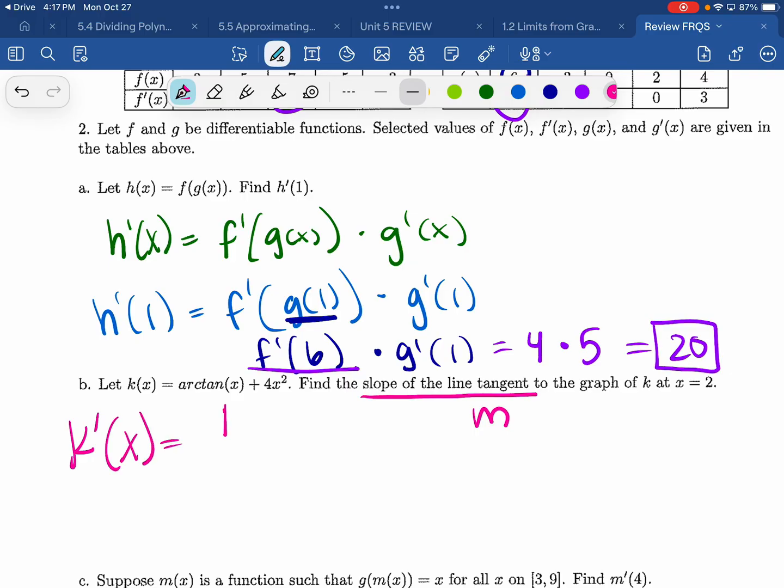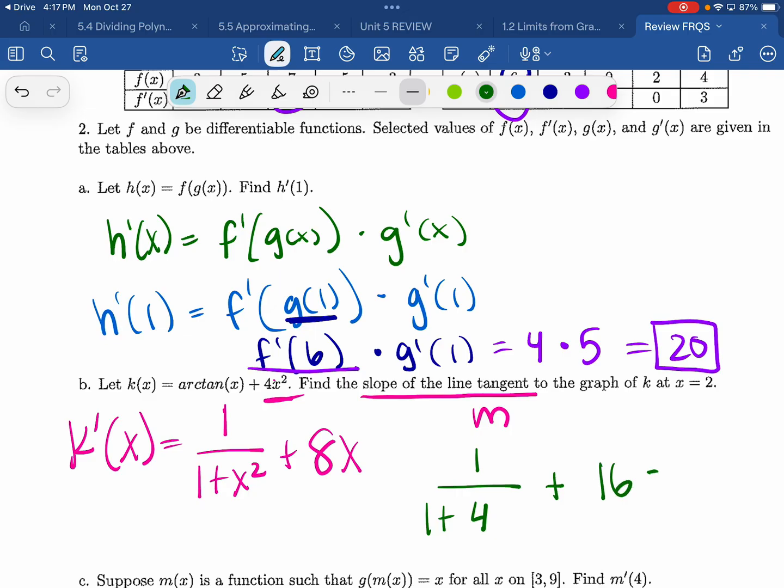The derivative of arctangent is 1 over 1 plus x squared, plus, and then the derivative of 4x squared is 8x. And then we just got to plug 2 in. So 1 over 1 plus 2 squared, which is 4, plus 8 times 2, which is 16. And so you get 1/5 plus 16, which you don't have to simplify, and you can just leave it like that.